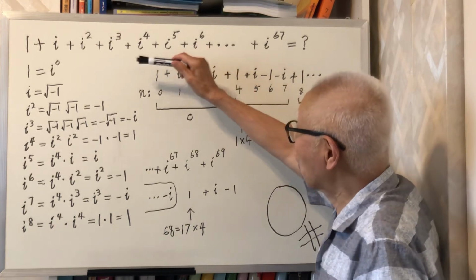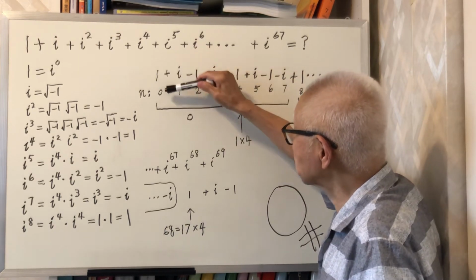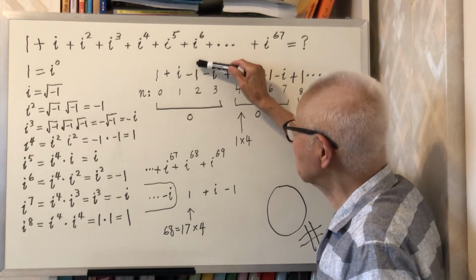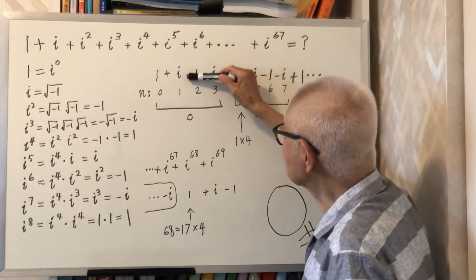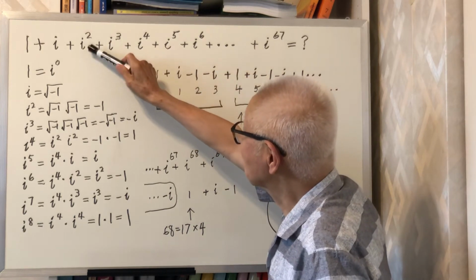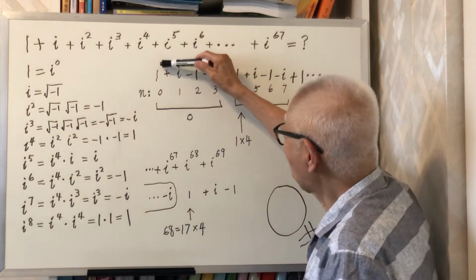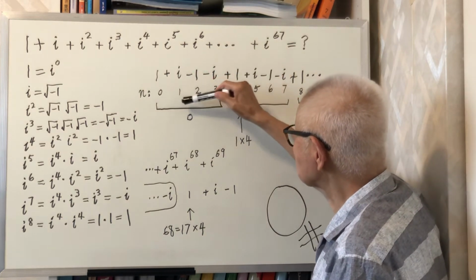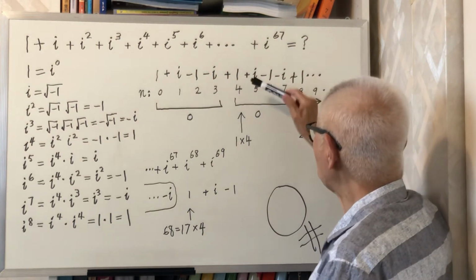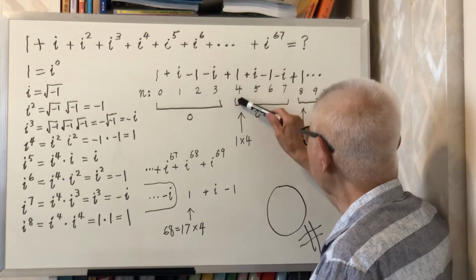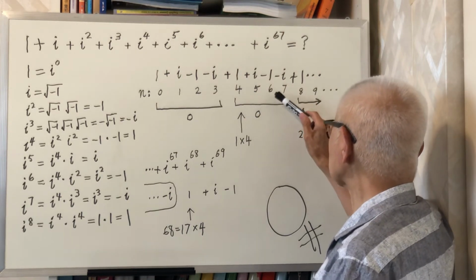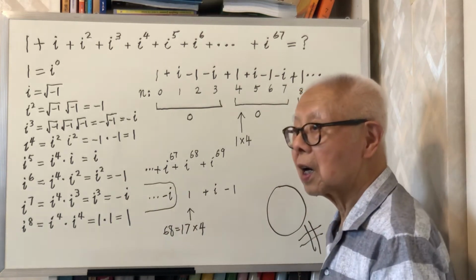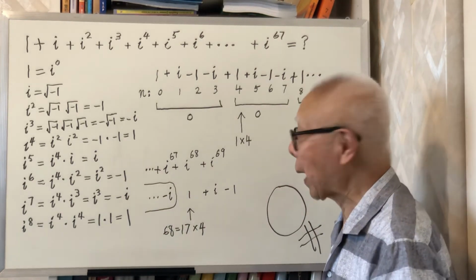Look at the power. This power is 0. This power is 1. This power is 2, and -1 is here. So power 0, 1, 2, 3. And then power 4, 5, 6, 7. So every 4 is a basic pattern.